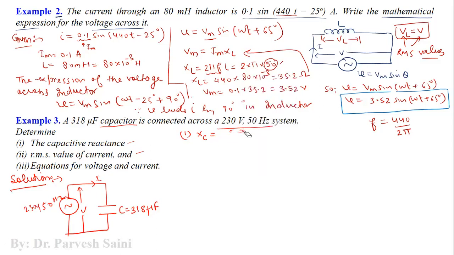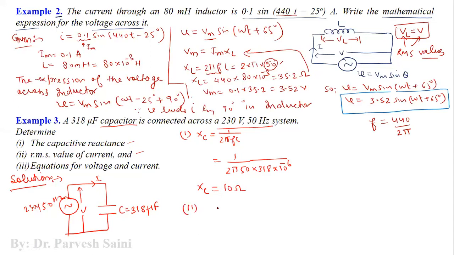So let's rewrite this equation. XC is equal to 1 by 2 pi FC. So it is equal to 1 by 2 pi, F is 50 hertz, and C is 318 into 10 raised to the power minus 6 farad. So the value of XC is almost 10 ohm. So this is the capacitive reactance, which is the first part.